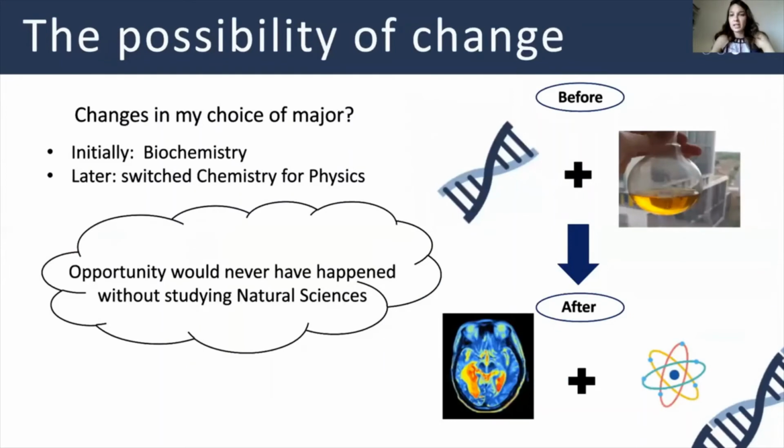So there is definitely possibility for change in natural sciences more than in any course, I'd say, because of this flexibility of choice. And so I actually started coming into uni thinking I would study biochemistry, and I actually discovered neuroscience and how it could be applied with physics, and that I really became passionate about that. So I was able to switch, and I'm really glad I did.